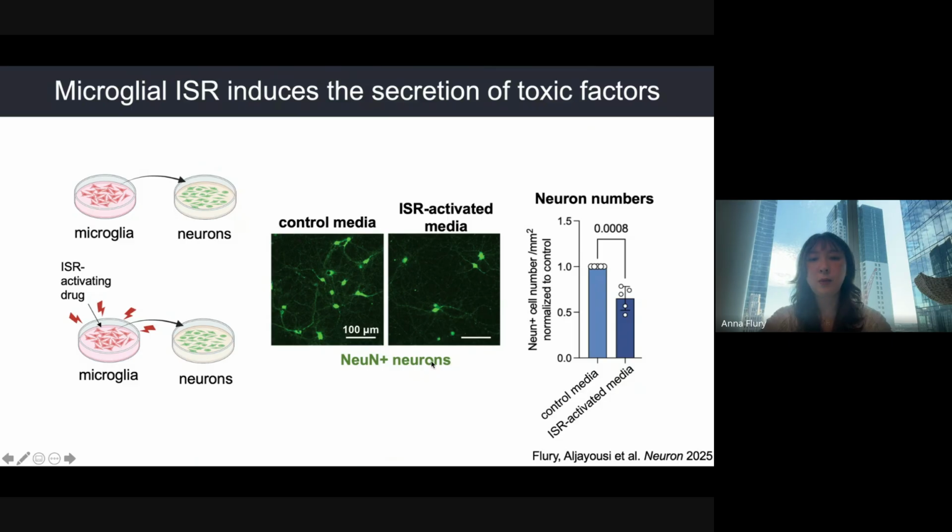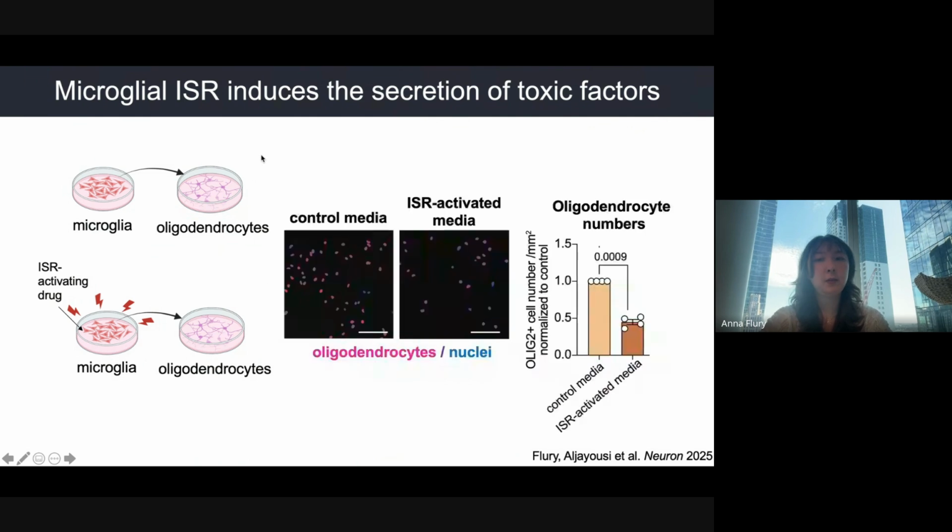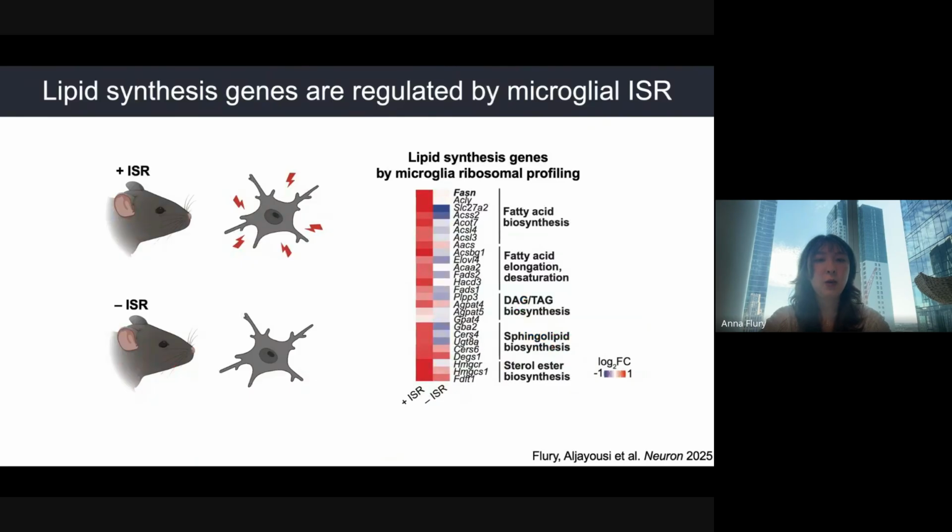And what we found here is that they were. If the neurons received conditioned media from stressed microglia, their survival was worsened. And then we found a similar pattern with oligodendrocytes, which are another cell type, a myelin-producing cell type that is impacted in Alzheimer's disease. So our stressed microglia were secreting something that is detrimental to the cells around them. And the question we had now was, what are they secreting?